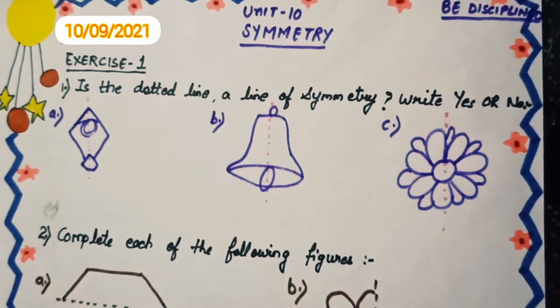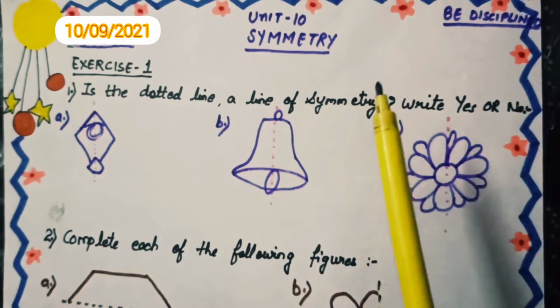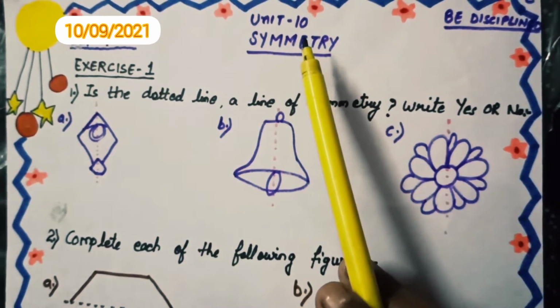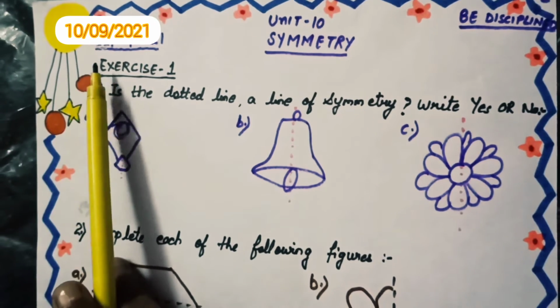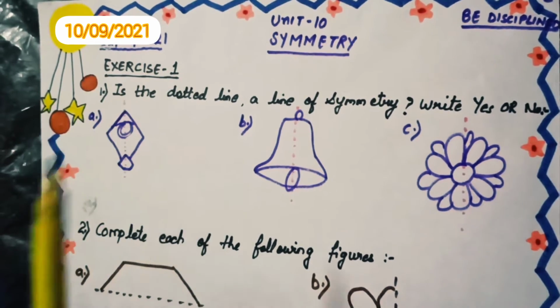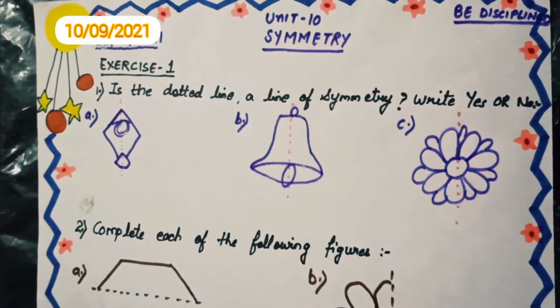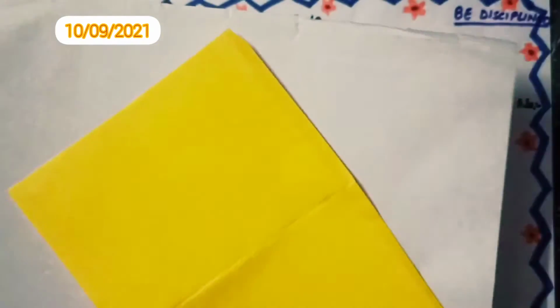Now, today, students, we are going to begin with Unit 10, and the name of the unit is Symmetry. Okay, put up today's date in your maths registers. Let us begin with it. So, first of all, let us learn what is symmetry.